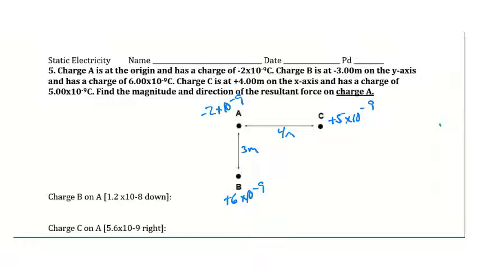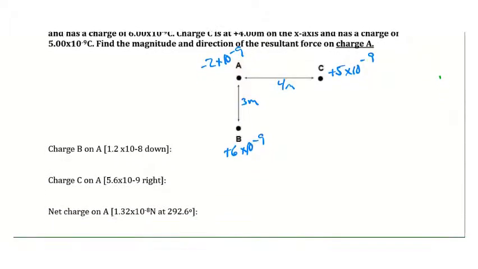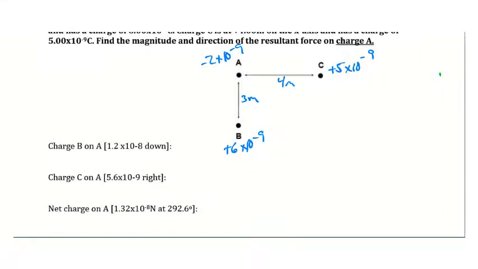So I've labeled the appropriate charges and distances that we need for this problem. And Coulomb's law is always going to involve just two charges. So the first thing we're going to do is figure out the force that B exerts on A. And then we're going to figure out the force that C exerts on A. And then we'll simply add those together to figure out the net force on charge A. So here we go.